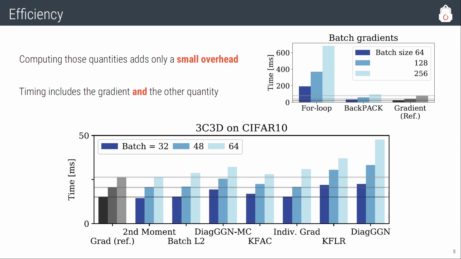Other quantities like the individual gradient L2 norms, the Monte Carlo sampled generalized Gauss-Newton diagonal, and K-FAC, all of which require roughly 1 additional backward pass, are obtained together with the gradient in less than 2 gradient computations.